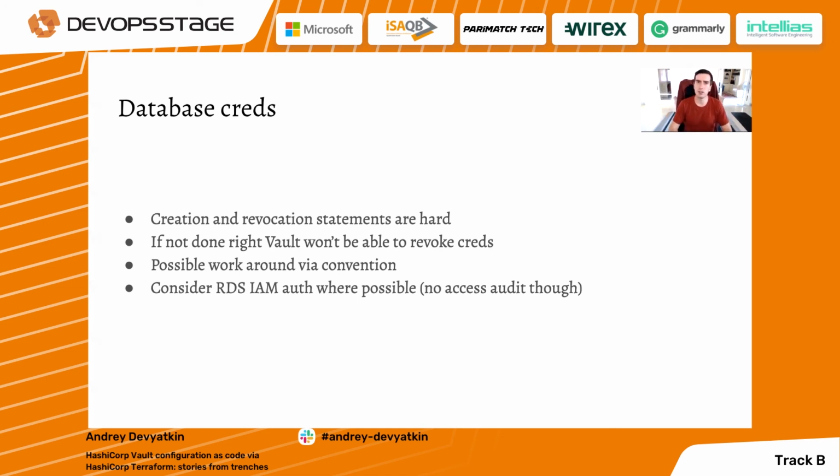Also, you could consider using RDS IAM authentication where possible. It allows you to use a static login and generate the passwords on the fly, which solves the problem of static passwords, but you don't really have an audit for this because it doesn't surface in CloudTrail in AWS. So yeah, maybe not so good for compliance purposes. I asked AWS when it's going to be available. They said it's on the backlog, but they don't really have any ETA for that.